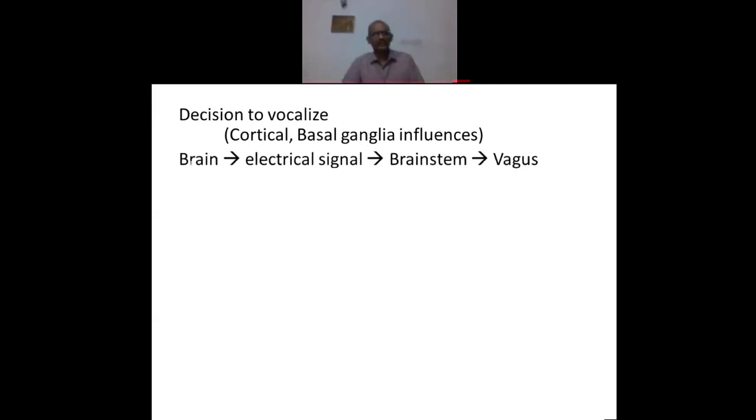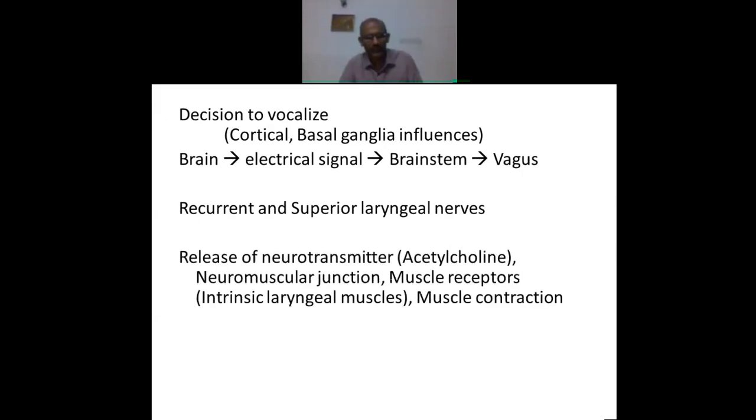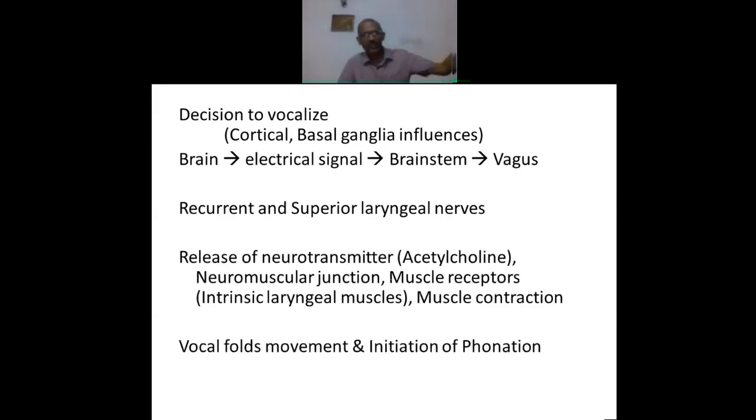Now again, these should be obvious things, but I just want to put it in black and white, so to say. So you have taken the decision to vocalize from the cortex, the basal ganglia influence the brain, an electrical signal passes. Again, at the risk of repeating myself, the switch is pressed on, the signals pass through the brainstem and to the main wire, that is the vagus. And then the two branches of those wires, the recurrent and superior laryngeal nerves.